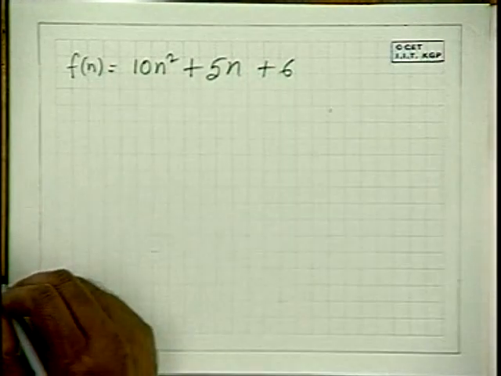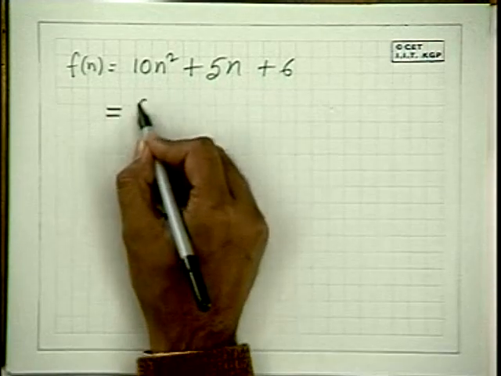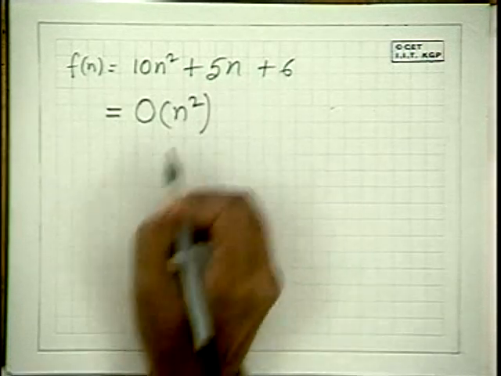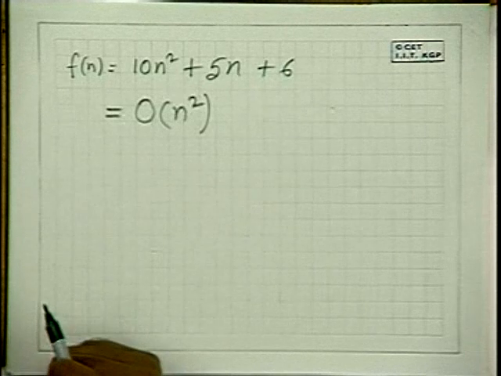Can you tell me what is the order of this? This is order of n square. Can you prove it? How can you prove it? What do you have to do to prove that it is order of n square? We have to find out.